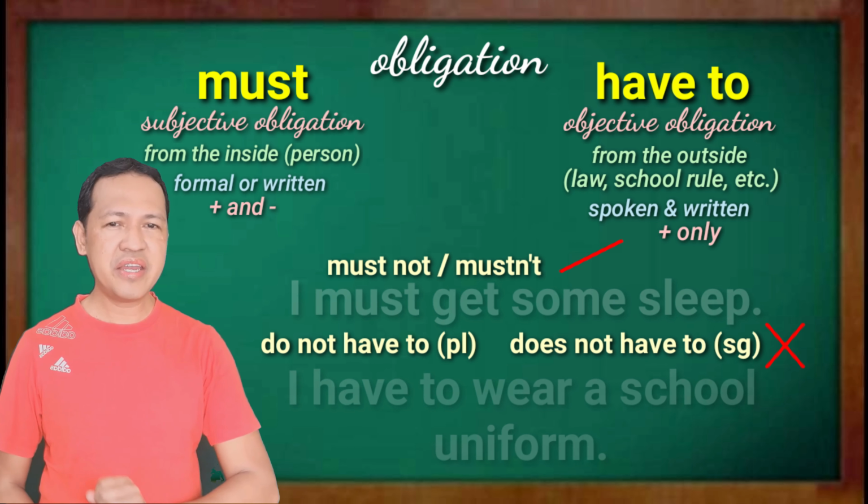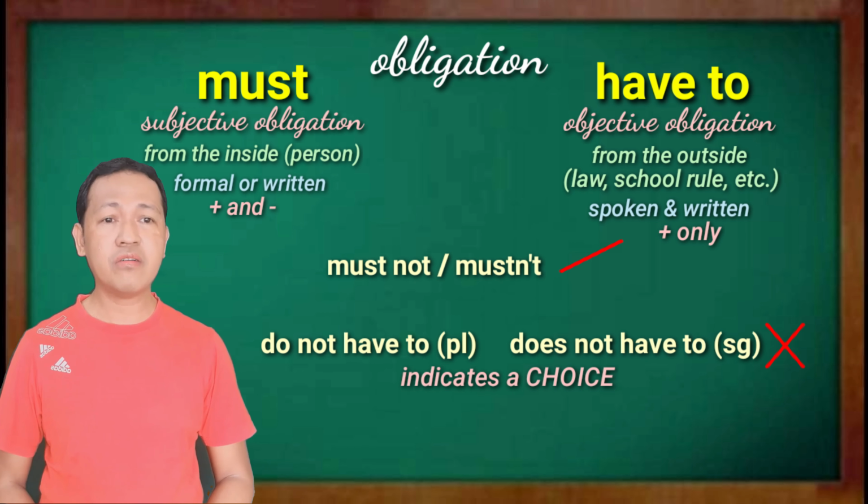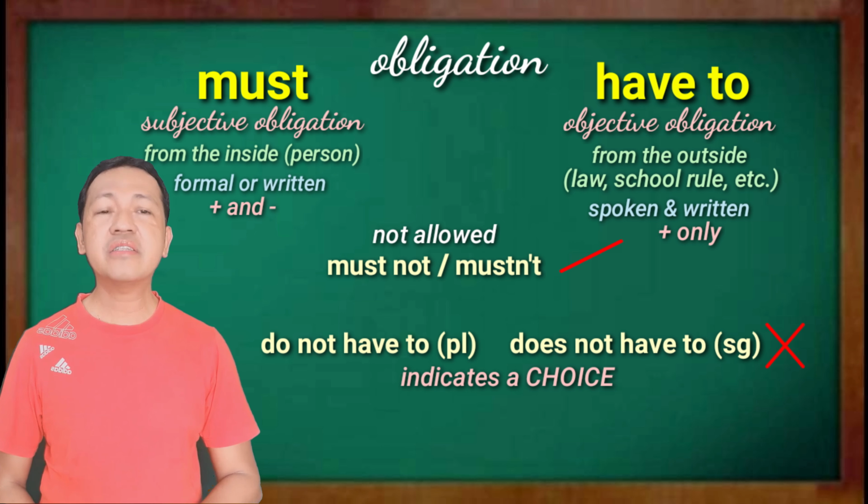Do not have to indicates that something is not compulsory. It also indicates a choice. Again, do not have to indicates a choice, not obligation. Must not means it's not allowed or forbidden or it's a bad idea.